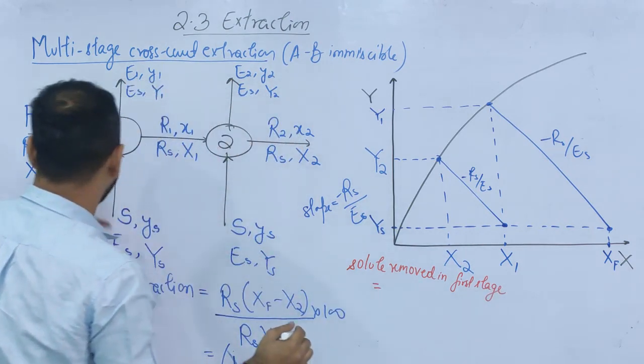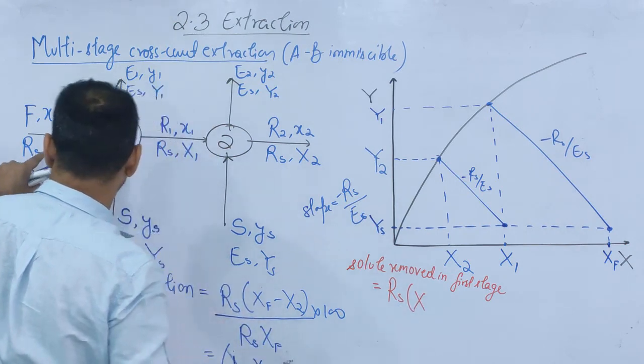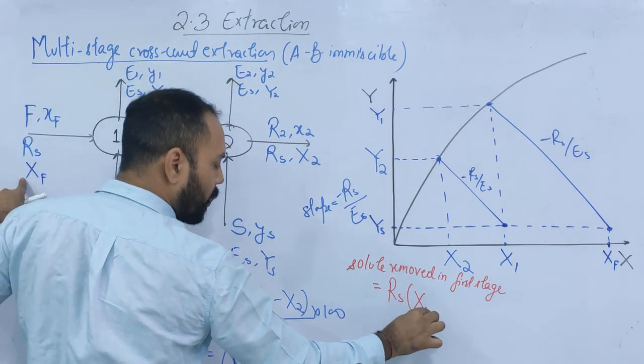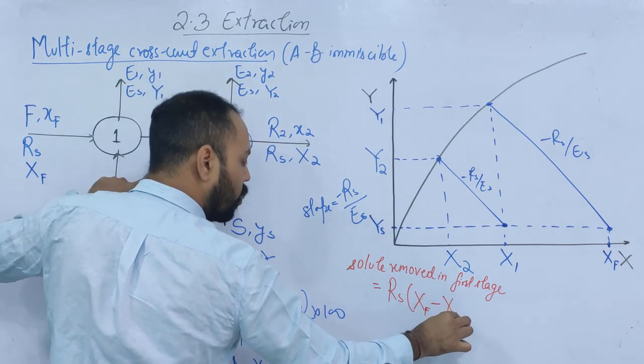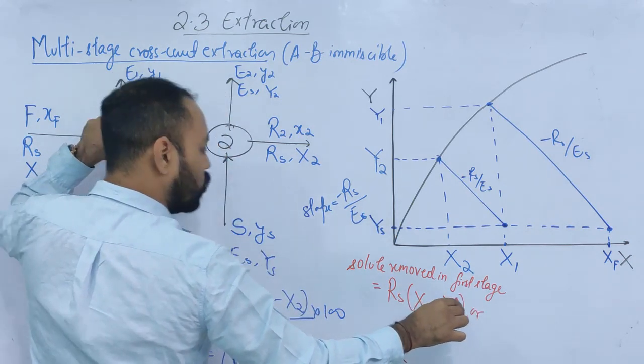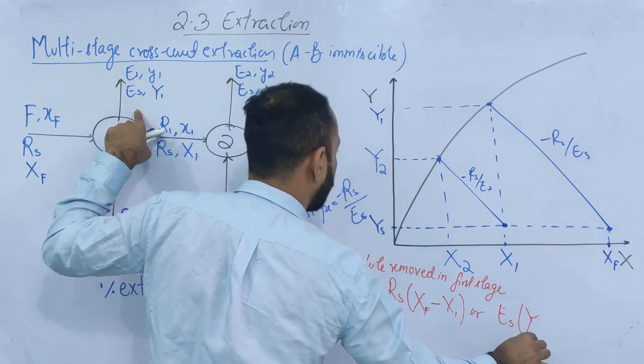And that is equal to Rs multiplied by, please note that whenever I am using Rs, I am always using the capital letters, concentration, the mass ratios, Xf minus X1, or it is also equal to Es into Y1 minus Ys.